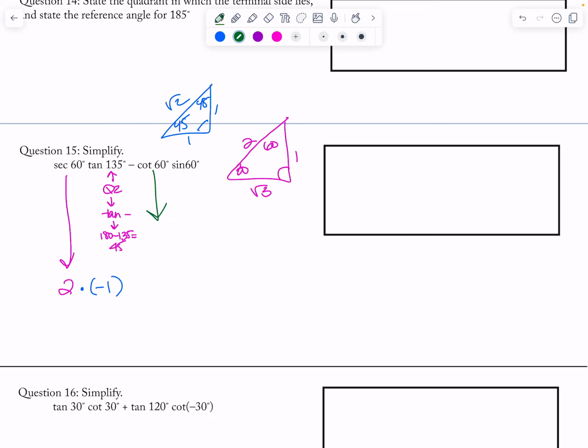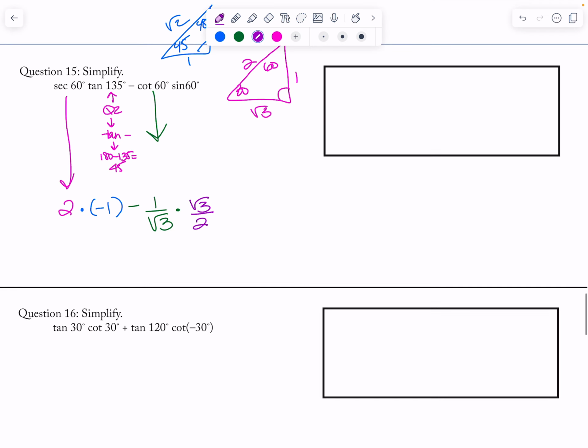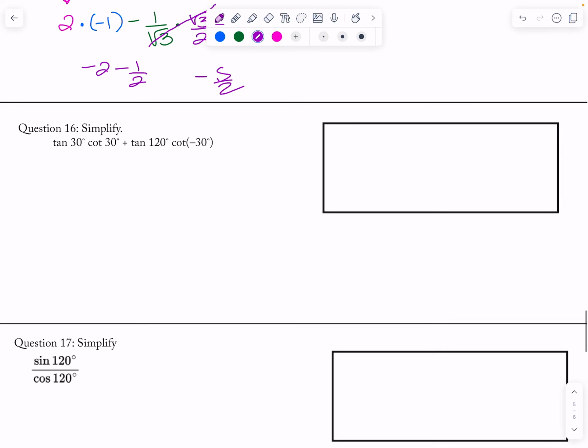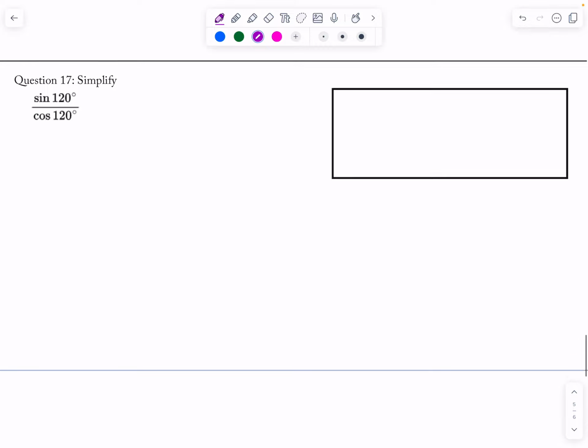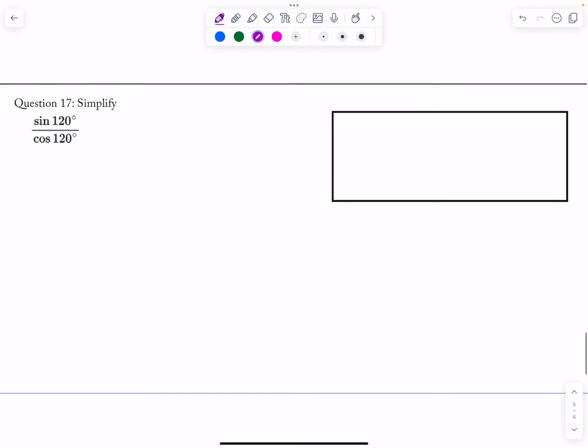My cotangent of 60 degrees is going to be 1 over root 3 because it's adjacent over opposite. And then my sine of 60 degrees is going to be root 3 over 2. Okay, so then my root 3's cancel out. So I'm left with a negative 2 minus 1/2. So that's negative 5/2.